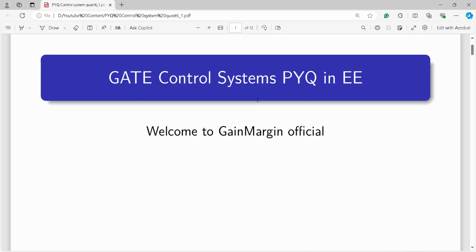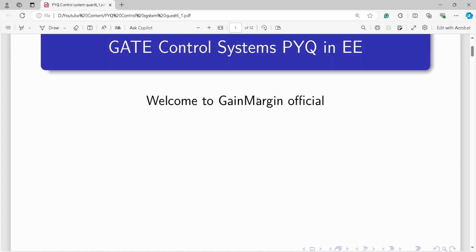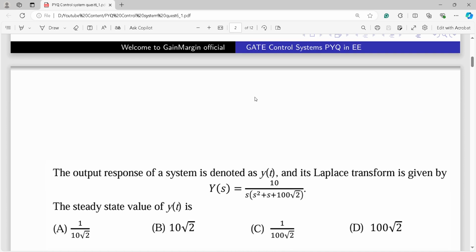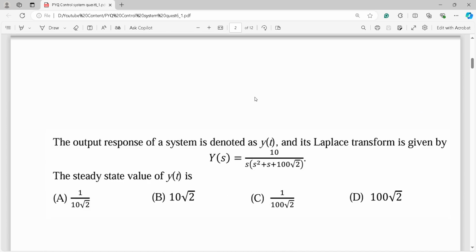So in this series we are going to solve one more question asked in the GATE exam. The question given is that the output response of a system is denoted by y(t) and its Laplace domain is given by Y(s) = 10 / (s(s² + s + 100√2)), and they are asking to find the steady state value of y(t).